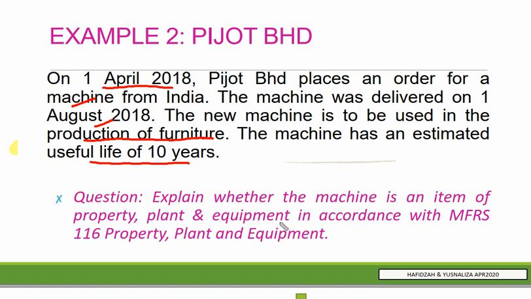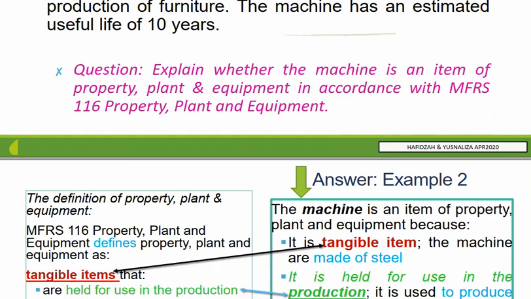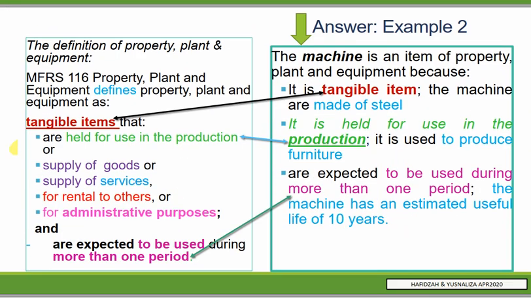So the question requires you to explain whether the machine is an item of property, plant and equipment in accordance with MFRS 116. So let's answer this. Remember the definition of an item of PPE: it should be a tangible item. Yes. How do you know it is a tangible item? Because it has physical substance and the machine is actually made of steel.